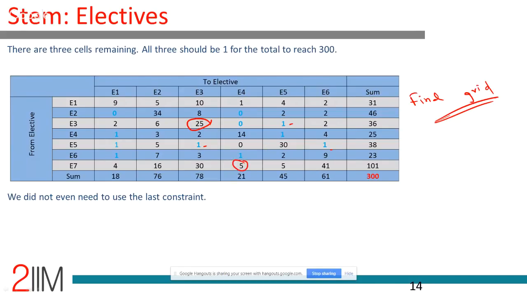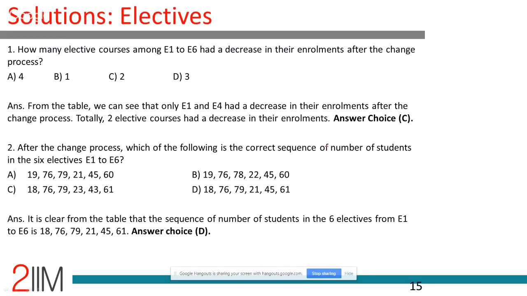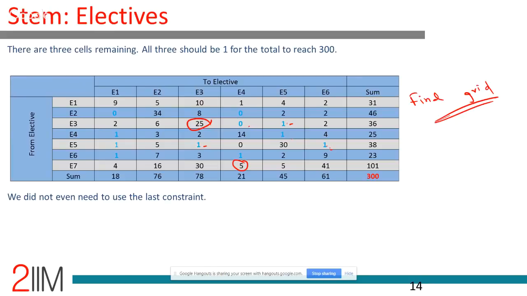This says from E4, 5 students jumped to, from E7, 5 students jumped to E4. The remaining cells are 0 or 1 only. There are 12 empty cells. If you can understand how the data is presented, then try it. Otherwise, don't. Right? How many elective courses among E1 to E6 had a decrease in their enrollments?